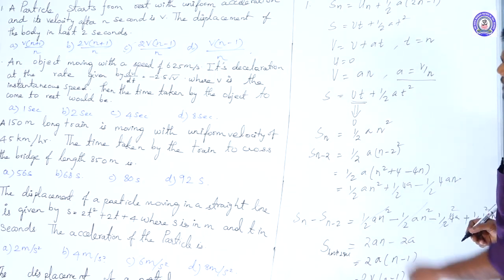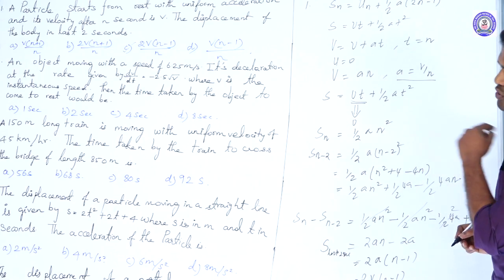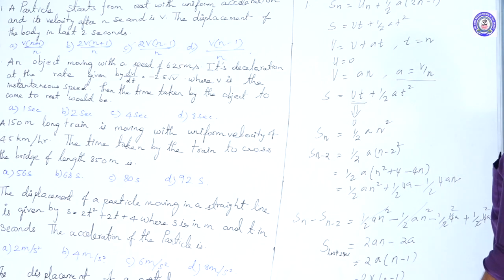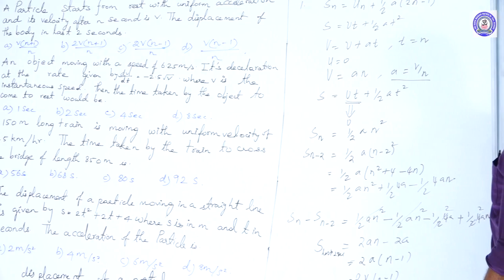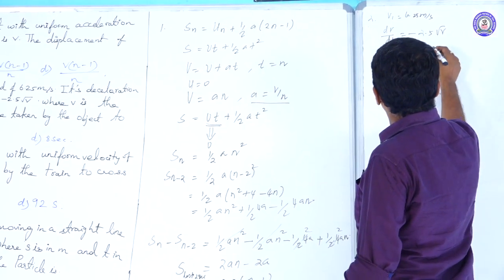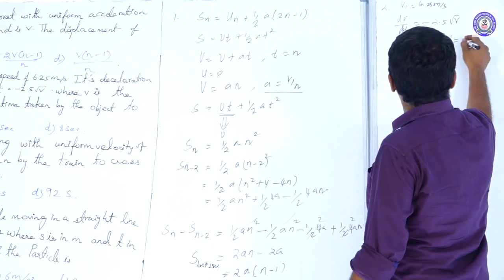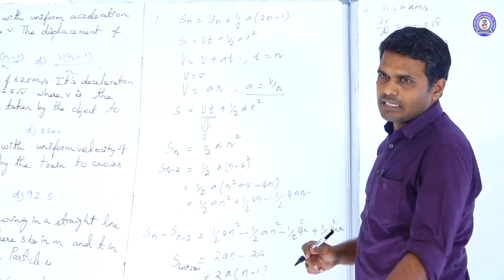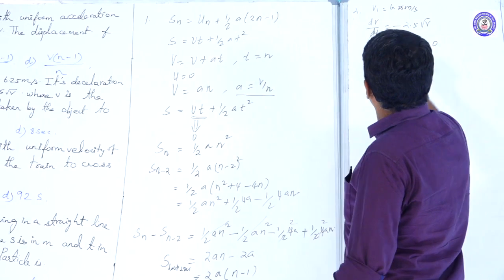Then the time taken by the object to come to rest would be, what will be the time taken by the object at which the object will come to rest. If it is coming to rest, then the velocity is said to be 0.